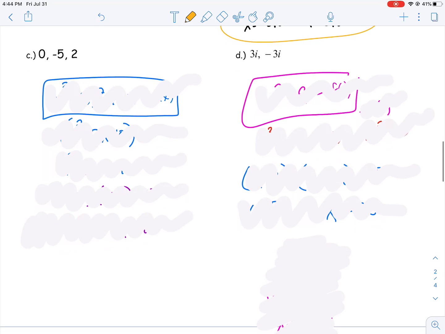Let's look at C. Ooh, C gives us 3 solutions now. So maybe this isn't a quadratic anymore. Maybe this is a cubic. We have 3 solutions, an x cubed in our graph or our function. All right, so if our solutions are x equals 0 and x equals -5 and x equals +2, what do you think the step before that looked like?